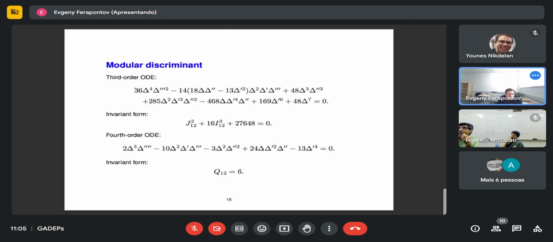I have discussed this equation. This is the Reznikov third order equation. And this is its invariant form, a cubic form. It's a cubic curve, right? And then this is the fourth order ODE, and this is its invariant form, very simple. Q12 is 6. This 12 is the weight. Delta is weight 12, so Q12 is just to indicate the weight. Same for J12, I12. 12 indicates the weight. So you see, invariant expressions for these differential equations are very simple.